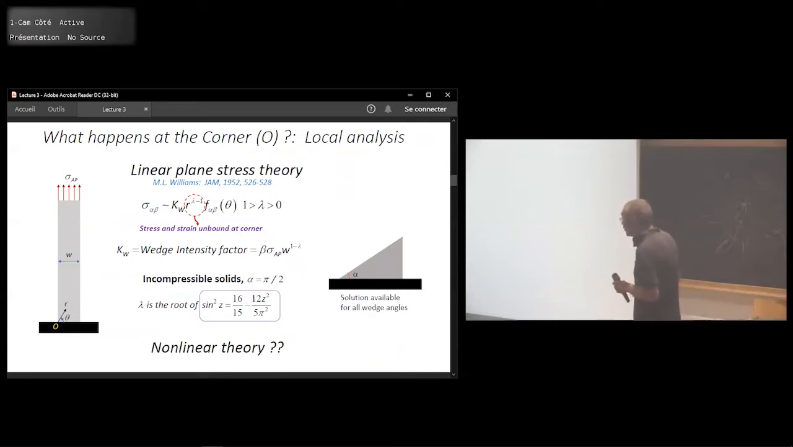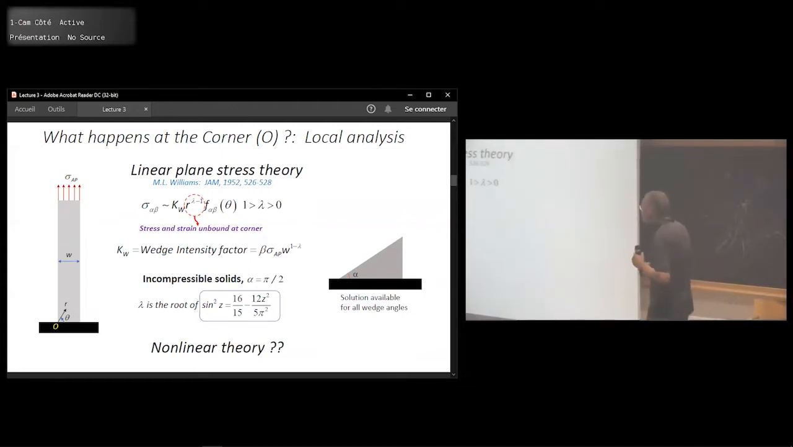So what you can do in mechanics is perform a local analysis at the corner. I'm rotating the diagram, excuse me. I'm looking at this corner, and I'm putting a local polar coordinate system in here, r, theta, and I want to understand what happened in the corner. Of course, I'm not going to go through the calculation.